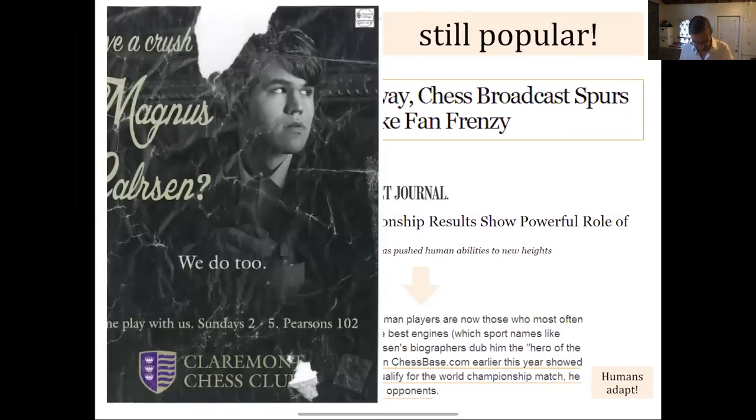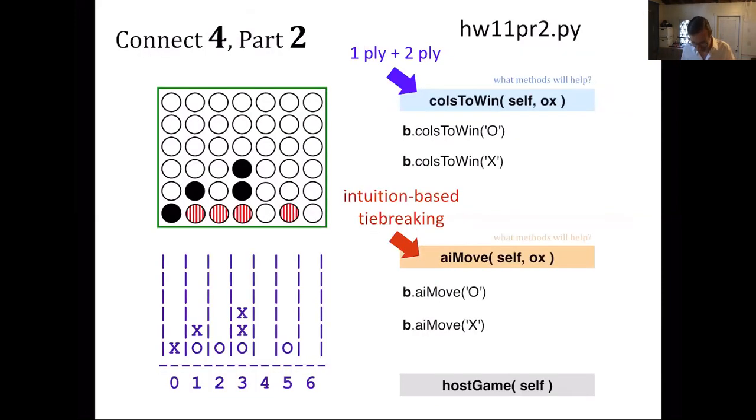This is a poster at the Claremont Colleges for the local chess club. I don't know why this is here in this slide.